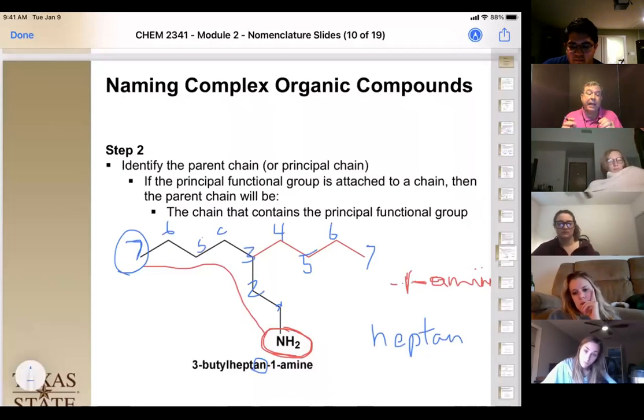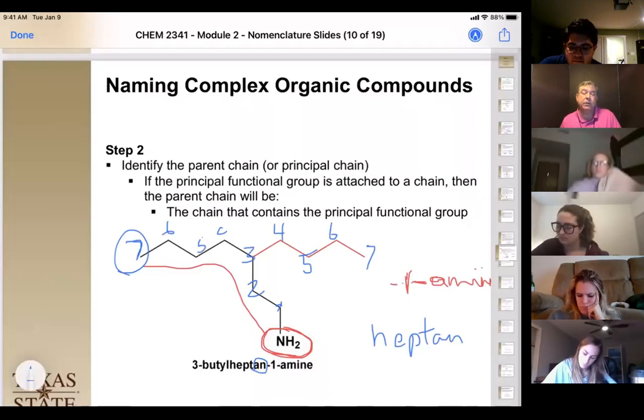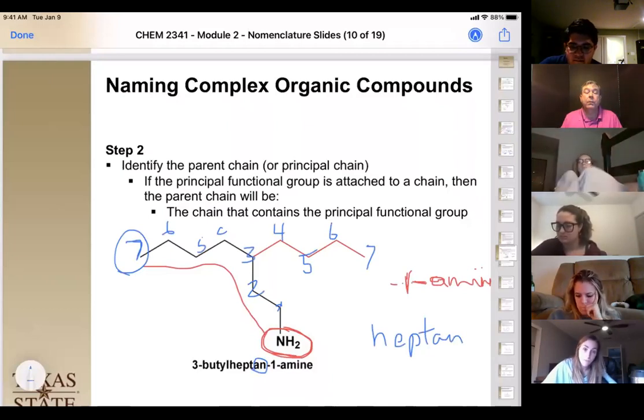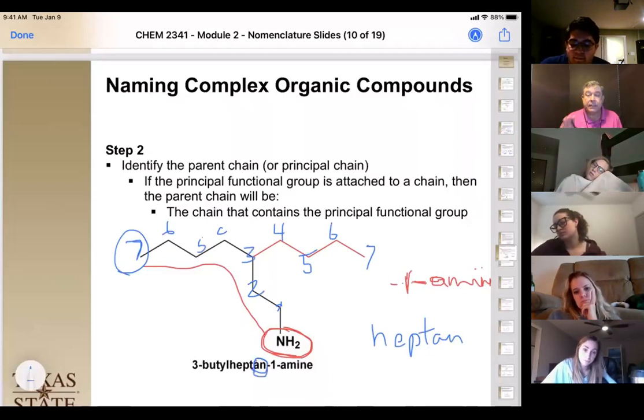We always have the AN, EN, or YN, even if it's named for a different functional group. If there was a double bond in there, we'd have heptene-1-amine. If we had a triple bond in there, we'd have heptyne-1-amine. Okay, so we still include this because we only have single bonds.